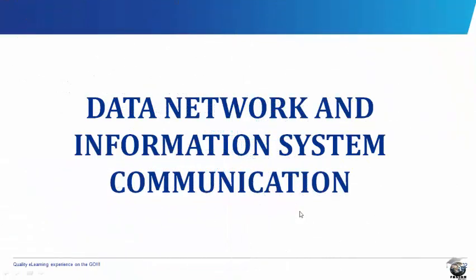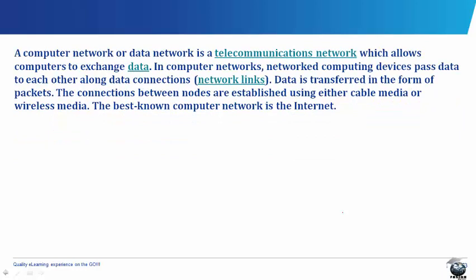Data network and information system communication. What is a network? A computer network or data network is a telecommunications network which allows computers to exchange data. In computer networks, network computing devices pass data to each other along data connections that are called network links.